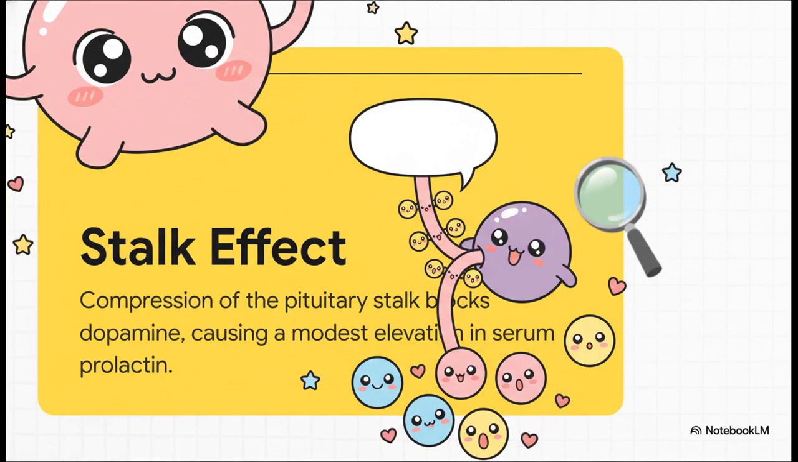Now, a very specific type of mass effect is called the stalk effect. Remember, the pituitary is connected to the hypothalamus by a stalk. Normally, dopamine travels down this stalk to keep prolactin secretion in check.